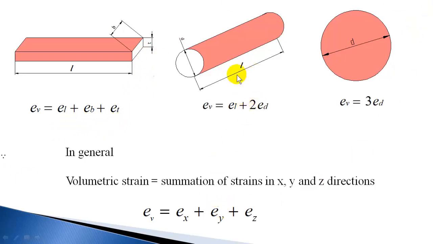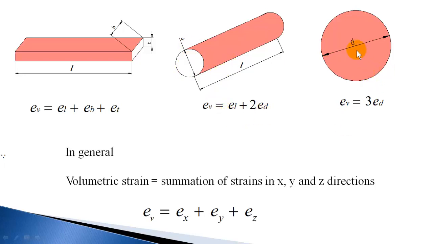So in case of a cylinder, taking this as x direction you have length, y direction you have diameter, z direction you have diameter. Okay, so EX plus EY plus EZ, if you take, in x direction you have length, y direction you have diameter, z direction you have diameter, so EL plus 2ED.